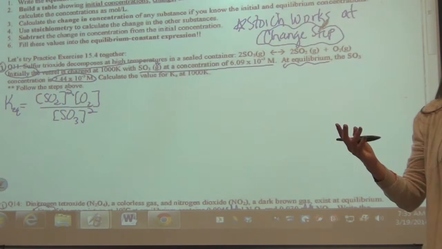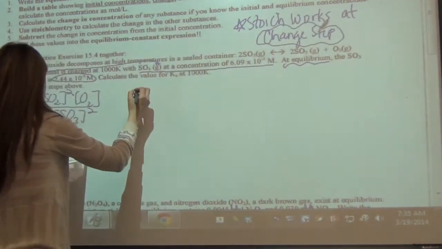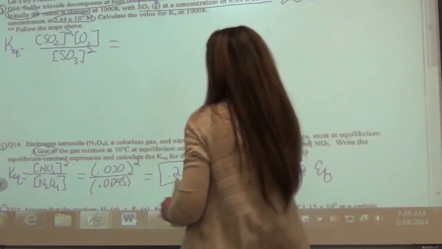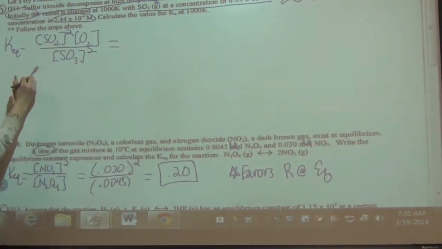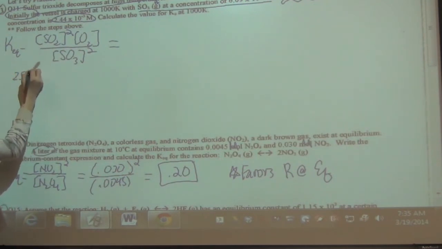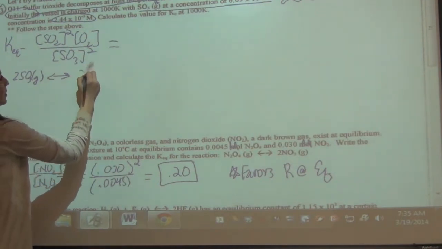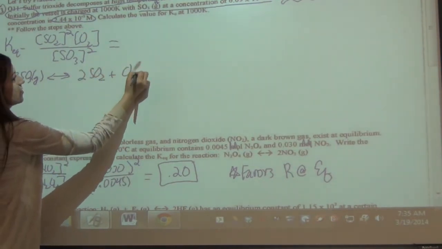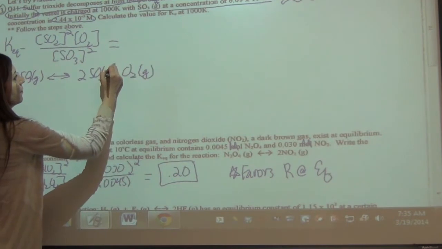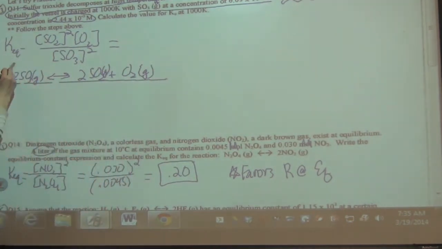So let me introduce the ICE box next. Okay, let's write the reaction first. You're going to need room for a box. I'm just going to write the same reaction that we have up there. So I've got 2 SO3, then my double arrow, and 2 SO2 plus my O2. Okay, I'm going to create a little bit of a box here, and I'm going to write ICE.